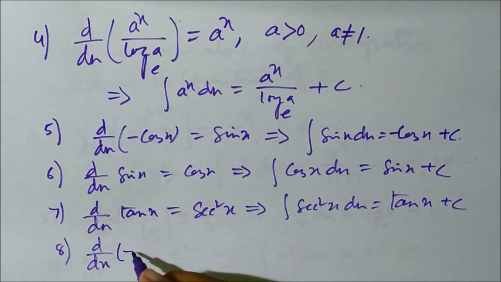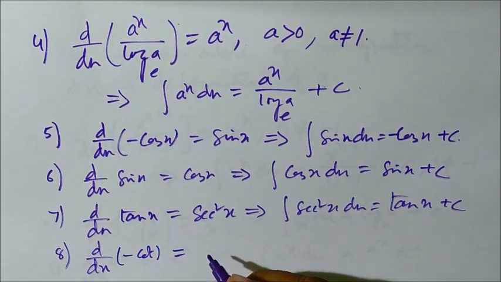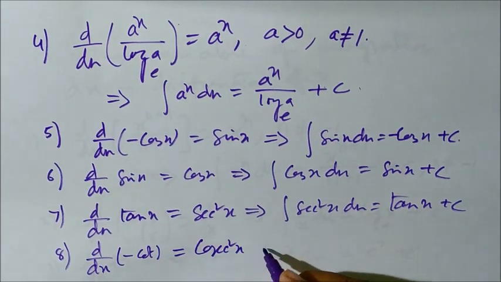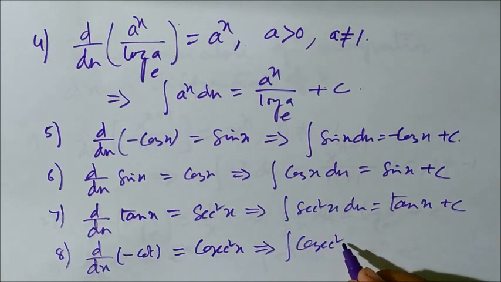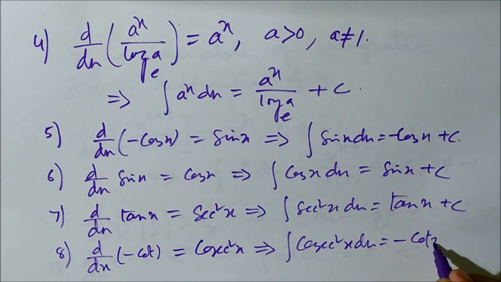d by dx of minus cot x equals cosec square x. This implies integral of cosec square x dx equals minus cot x plus c.